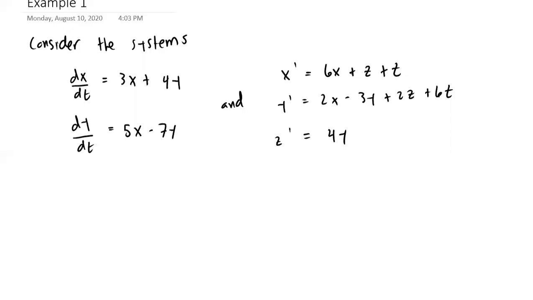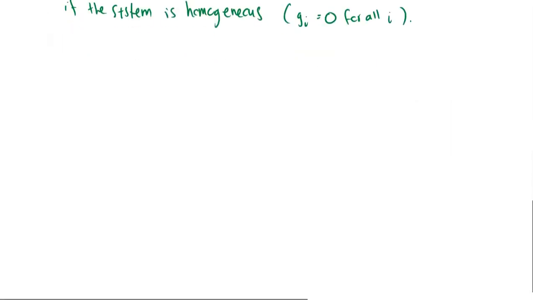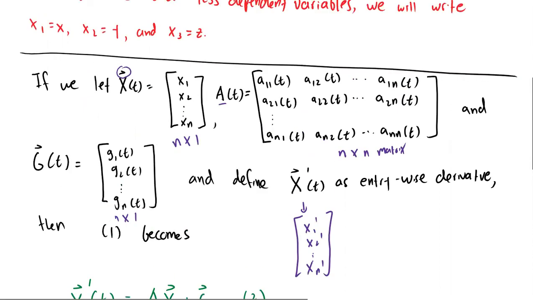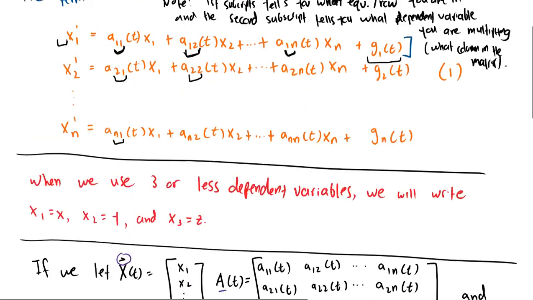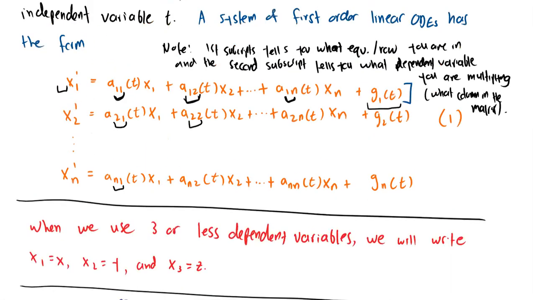Hello class. So in this video, we'll continue our discussion of systems of linear ODEs. In the previous video, we introduced the notation that we're going to be using. In general, our system of linear ODEs is going to look like this. If it's nth order, it means that there are n derivatives. And again, we're only looking at first order equations, meaning that each equation is first order.